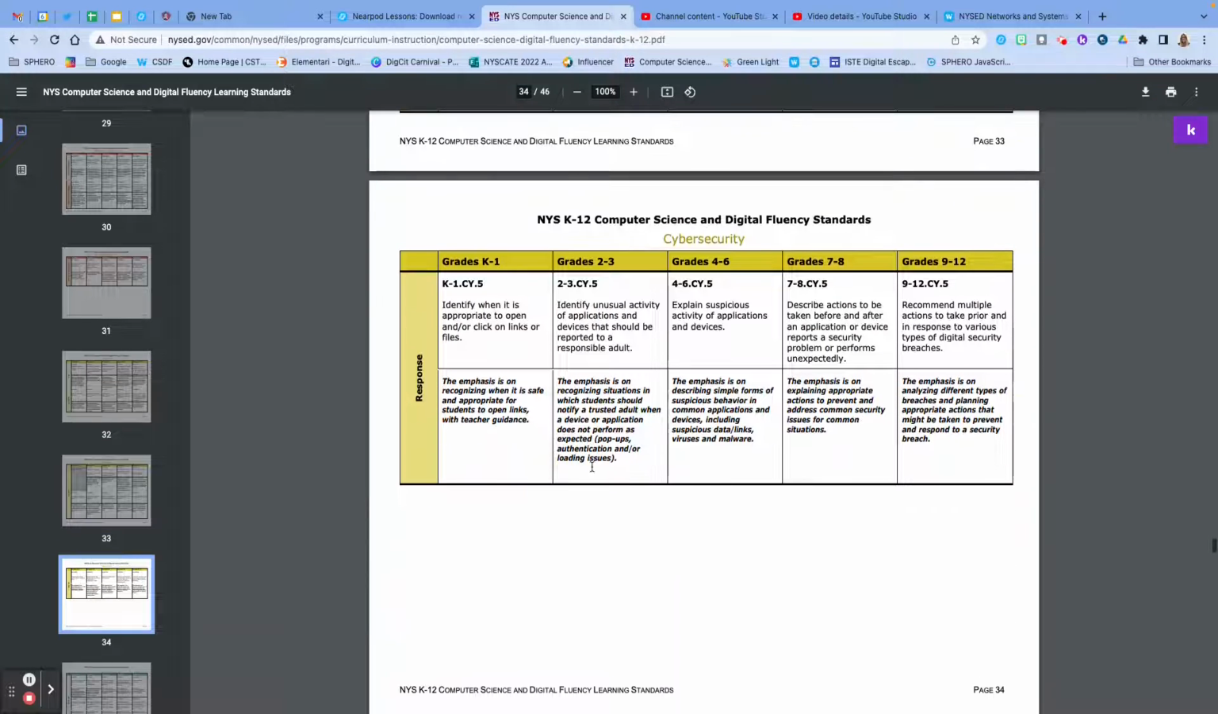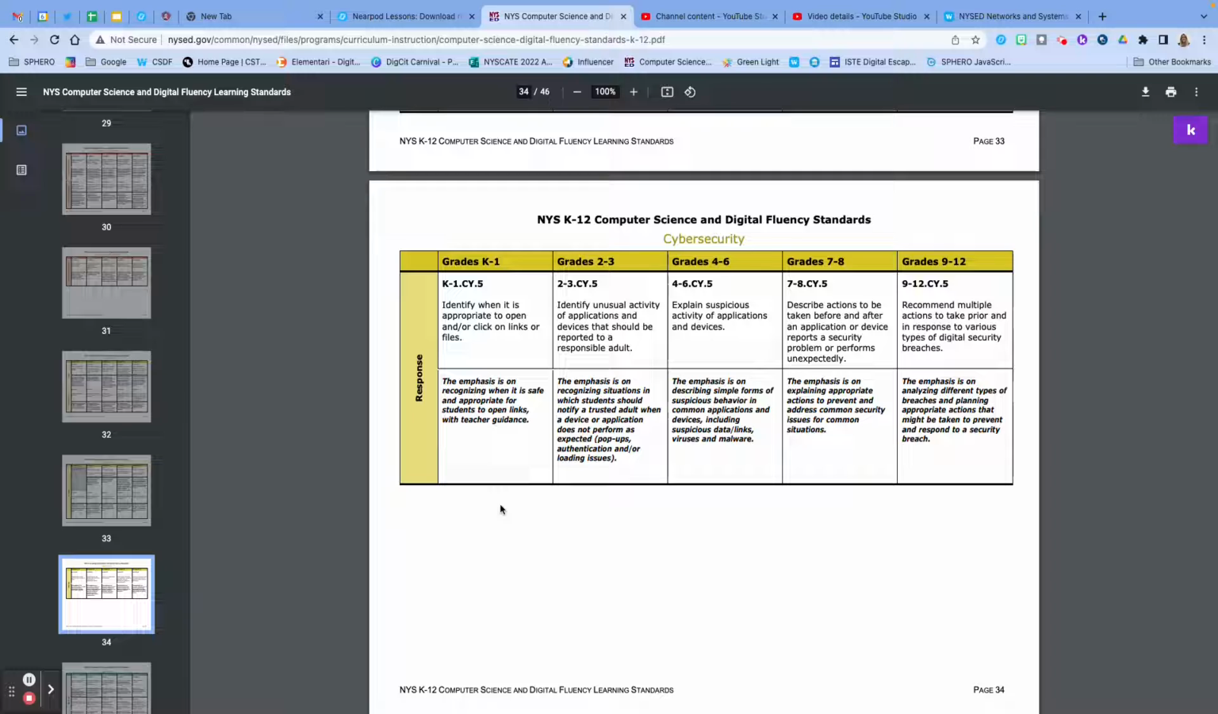And then finally, for the last one, we're moving into response. Here we're trying to think about what to do if something happens. So you click on a link you shouldn't have. Now what? It's helping our students know when we need to contact an adult and think about what we're going to do if something happens.